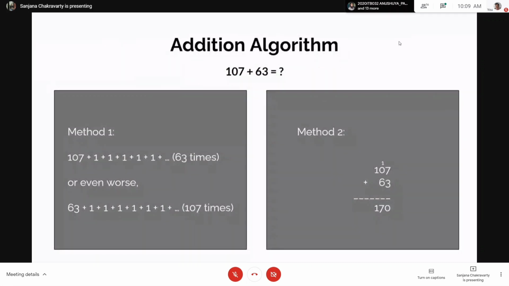Now, we've all done optimization. We know this, that efficiency is important. Suppose you're taking a maths exam and you have to add 107 plus 63. Well, one way you could do it is add 1, 2, 3, 63 times you add 1 to 107. Or you could do even worse. You could add 107 times to 63. Can you imagine how much time that would take? It would take a lot of time.